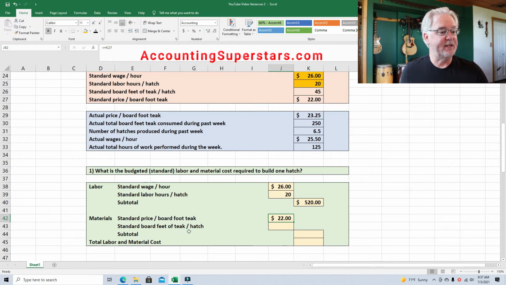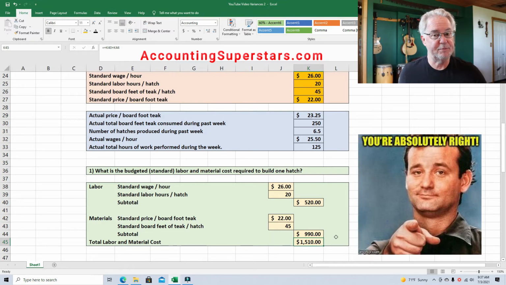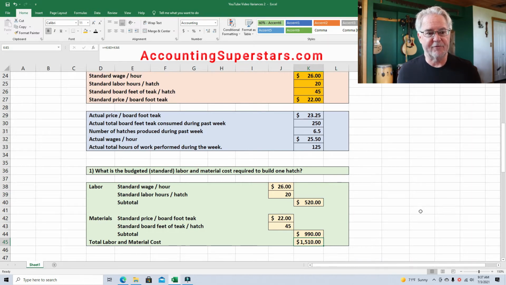And the standard board feet of teak that they need is 45 board feet. Here we go. So 45. And do the math, and you get $990. So the teak wood's expensive. I'm going to highlight this just to know that we use the number. So the grand total labor and materials to build a hatchway here, or a companionway, is $1,510. So they're expensive. And that's not counting the overhead or the markup for profit too.